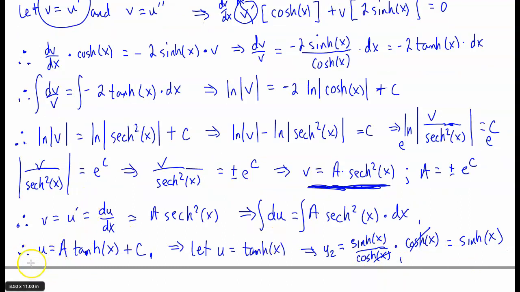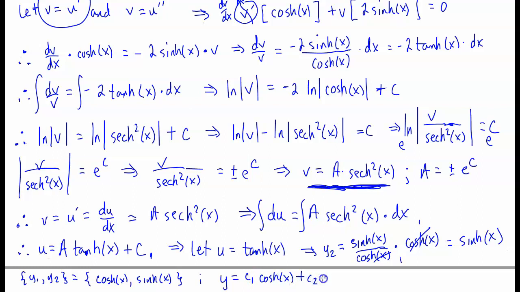All right, so now that we know that, our basis of solutions here, y1, y2, for the basis of solutions is just going to be cosh x and sinh x. And the general solution for this ordinary differential equation here is just going to be y is equal to c1 cosh x plus c2 times sinh x.